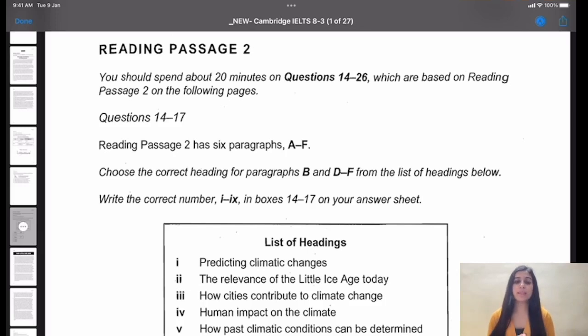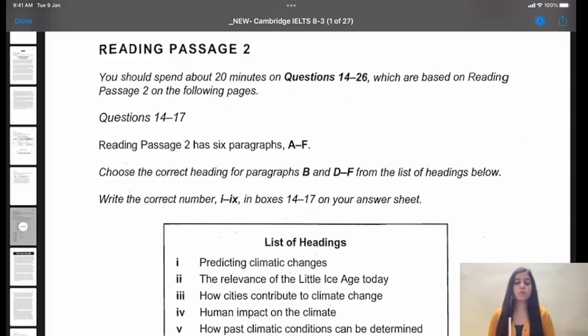I am back with the guided reading practice series, and today we are going to solve match the heading questions from the book 8 of the Cambridge series. So let's get started. First of all, I will be telling you the step by step strategy to solve this particular kind of question, and then simultaneously, I'll be telling you how we have to do it.